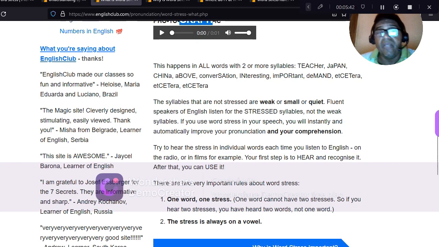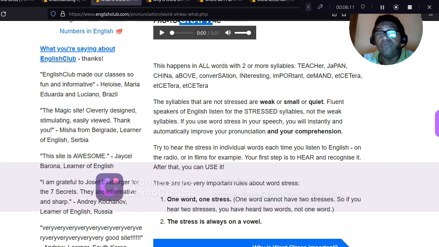The syllables that are not stressed are weak or small or quiet. Fluent speakers of English listen to the stressed syllables, not the weak syllables. If you use word stress in your speech, you will instantly and automatically improve your pronunciation and your comprehension. Try to hear the stress in individual words each time you listen to English, on the radio or in films, for example. Your first step is to hear and recognize it. After that, you can use it.